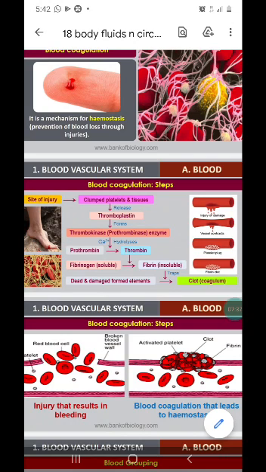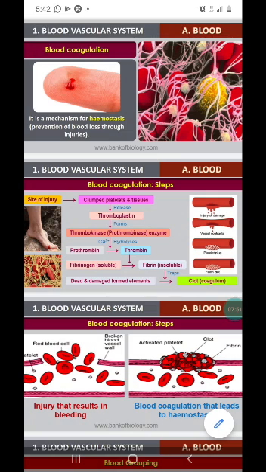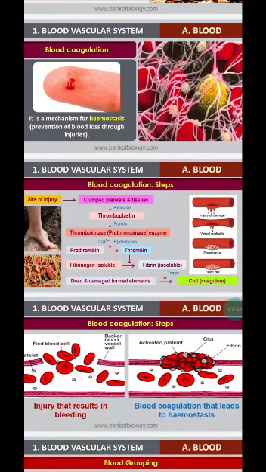Okay, and they release an enzyme called thromboplastin. Many other factors are released. There are many factors present in the blood which are released at the site of injury. And this is the simplest kind of reaction, finally leading to clot formation.